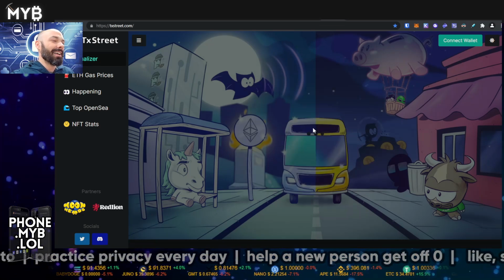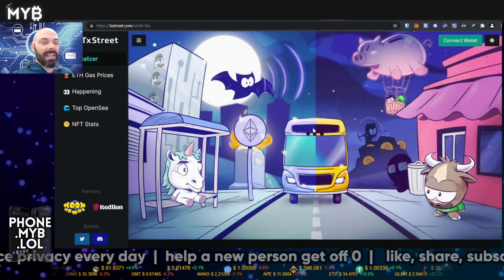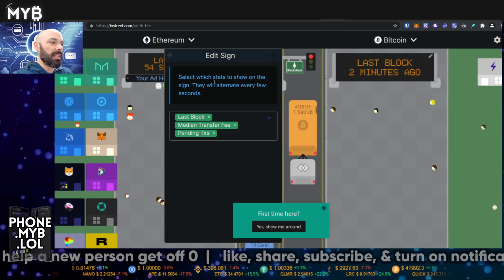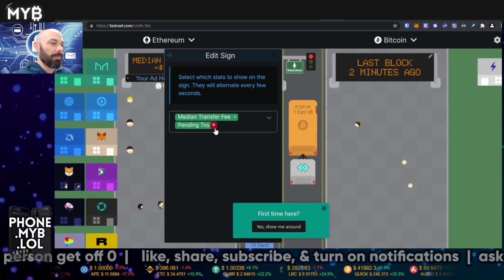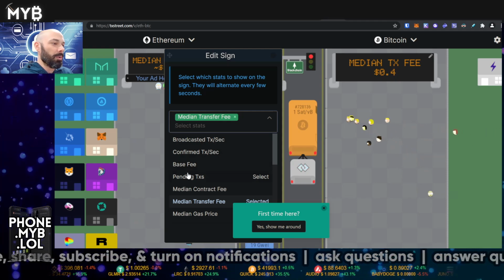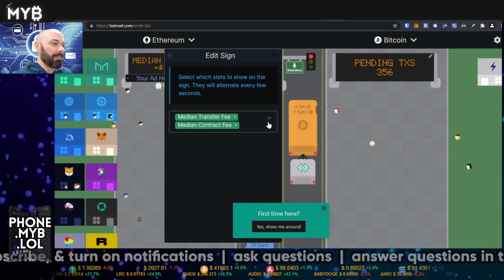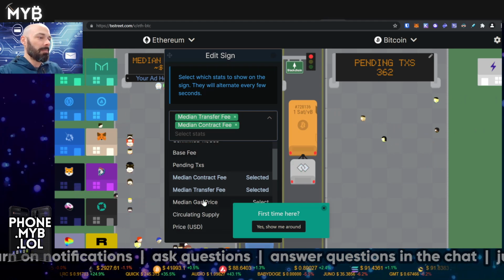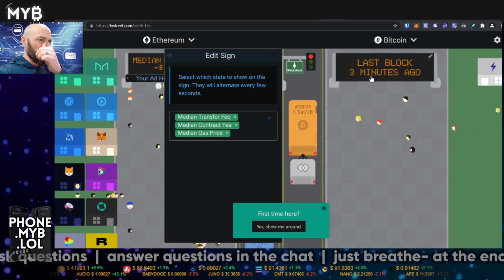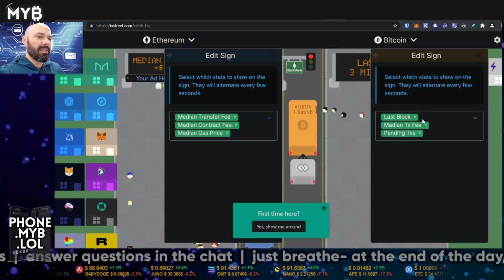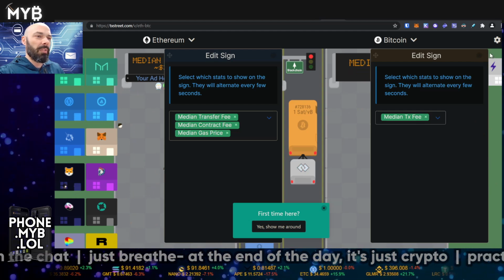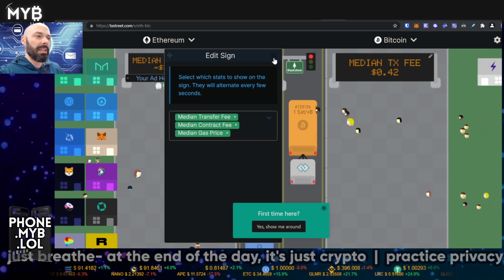So let's check out our current TX Street gas prices on Ethereum. We'll edit the parameters here. I don't have the option to make this hold on to a specific number of metrics. I wish I did. For some reason, it just doesn't hold those for me. All right, so now we got all those in place. Edit some of this over on Bitcoin. I think the only thing I'm interested in over on Bitcoin is just the median price.